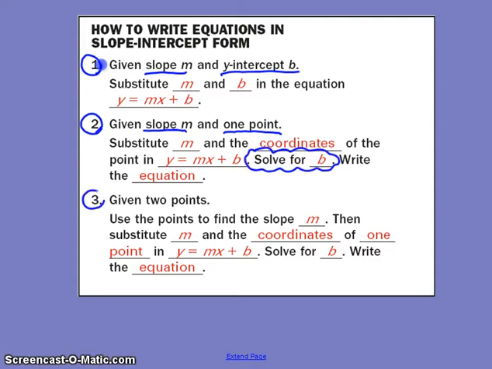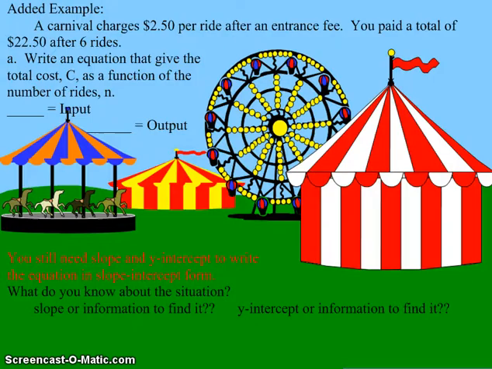Their third option is to give us 2 points. If the only information you have is 2 points, you must find the slope first, and then once you have slope, use one of the points to then plug in slope and the coordinates from that point to solve for b. Kind of goes back to the second part of this. So when you're reading a story problem, look, do I have slope and a point, or do I have 2 points? So a carnival charges $2.50 per ride after an entrance fee.